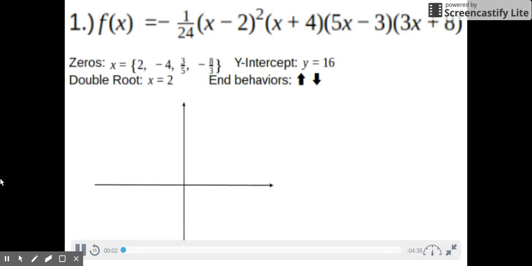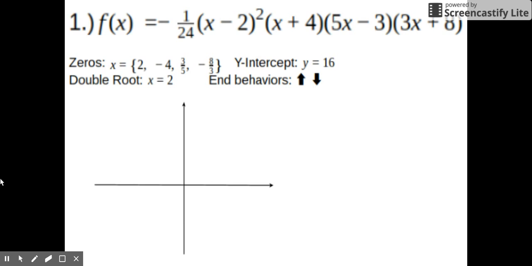Okay, so we've got all of our information for number 1. We found the roots, or the zeros, are at 2, -4, 3/5, -8/3. We found the y-intercept at y equals 16. The double root was at 2, and the end behavior was down, up. So it was like this thing.